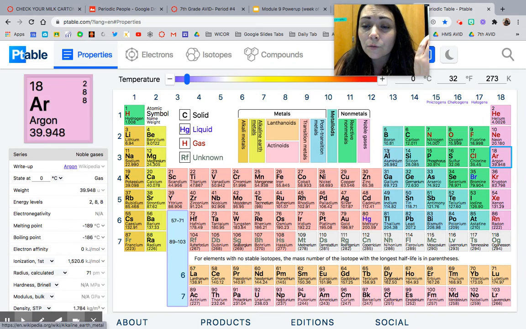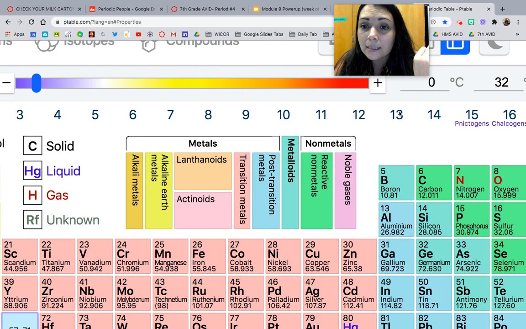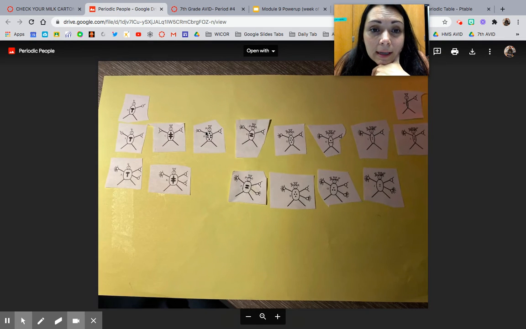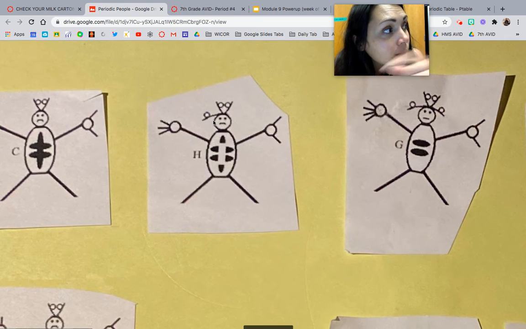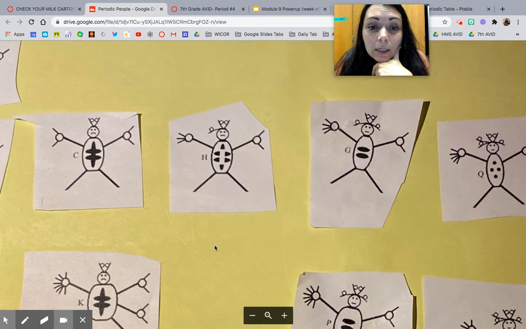So our missing one is right here, aluminum. And I can tell because it's in the 13th column. So if I go here, this one has 3 dots, which means it's 3 valence electrons. And then this one down here is missing.